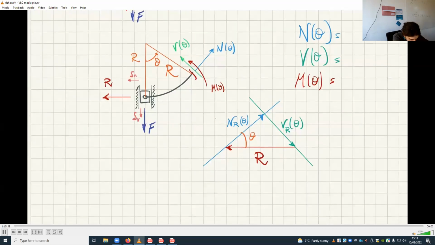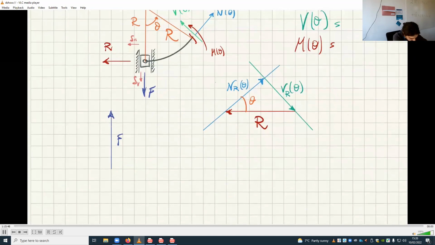Okay, and let me do the same for F. For F, sorry, F is going in the opposite direction. Why am I so distracted today? F is going in the opposite direction.